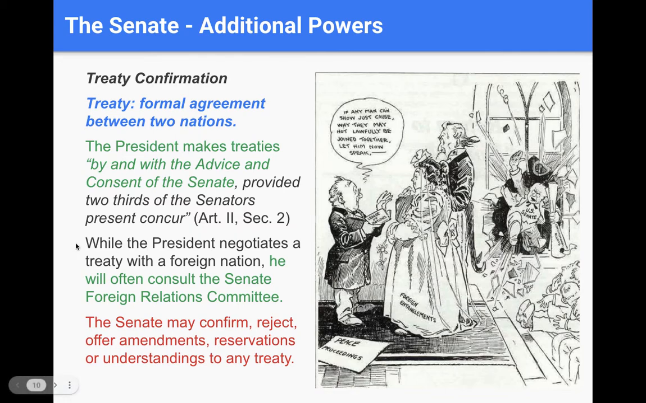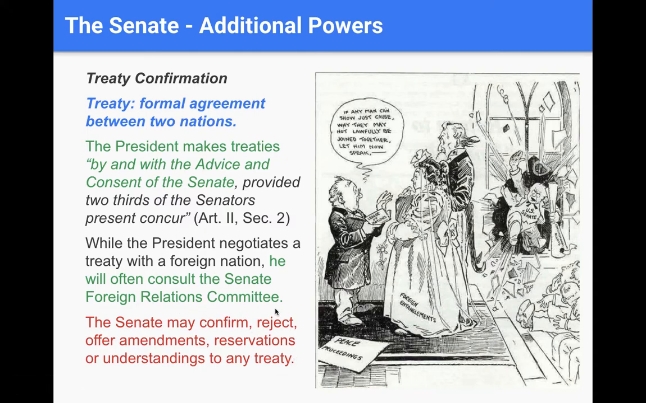Whenever a president negotiates a treaty with a foreign nation, he's often going to talk to the Senate Foreign Relations Committee, because that's the smaller group of senators that deal with all of the foreign policy stuff that the Senate has power over. So he's going to talk to them because that's the first stop that treaty is going to go. And then at that point, once the treaty is finalized, it goes to the Senate.